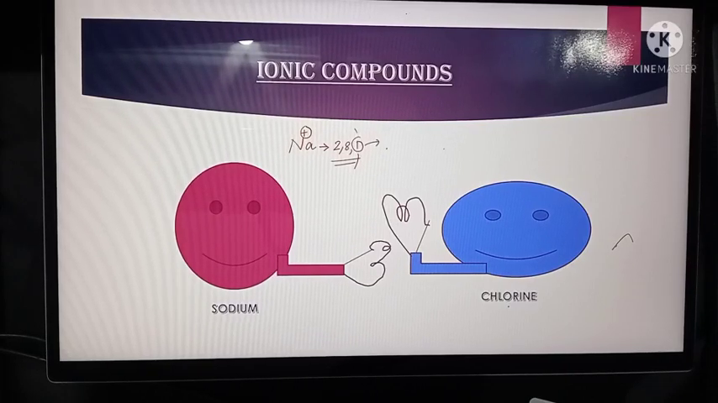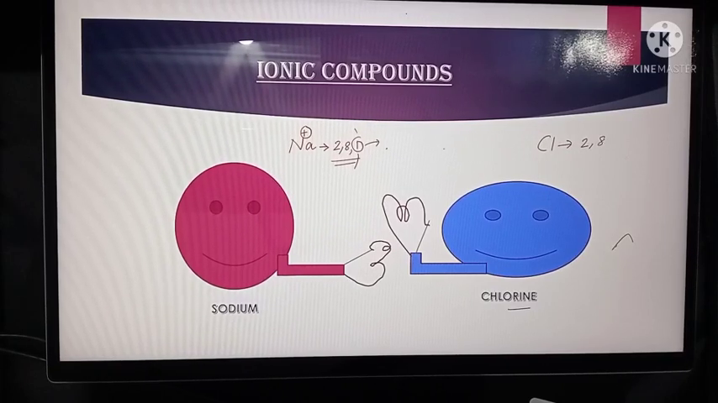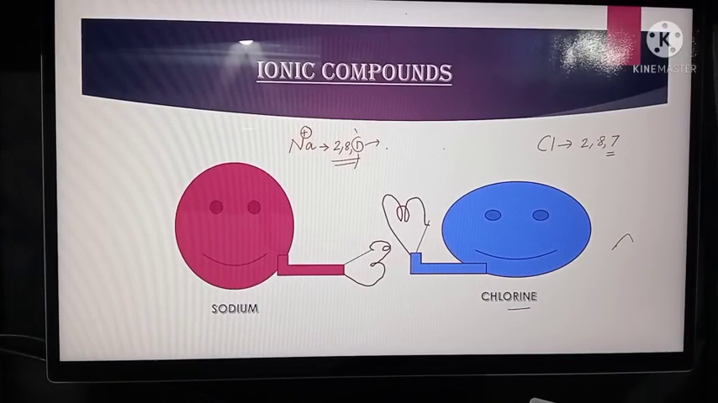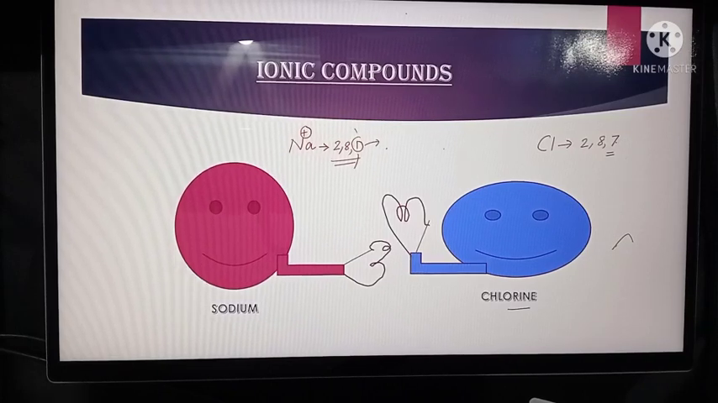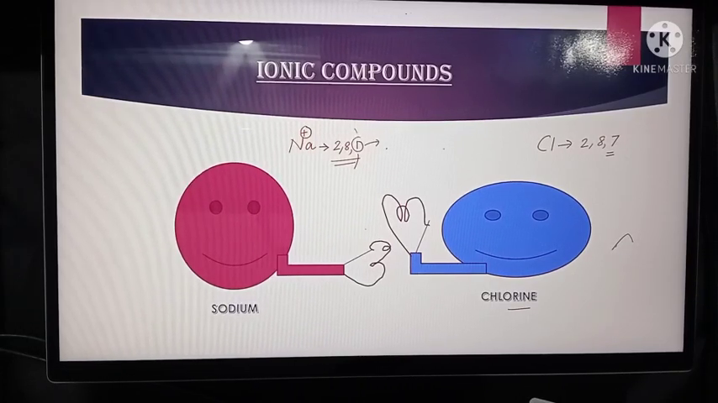So that is why we have drawn a chlorine atom. In the chlorine atom, the symbol is Cl. Chlorine has the electronic configuration 2, 8, 7. So 2, 8, 7 means there are 7 electrons in the last shell. In order to get the octet, what does the octet rule state? The octet rule states that there should be 8 electrons in the valence shell. Now it has to get one more electron to get the octet. So it is taking the electron and sodium is giving the electron.